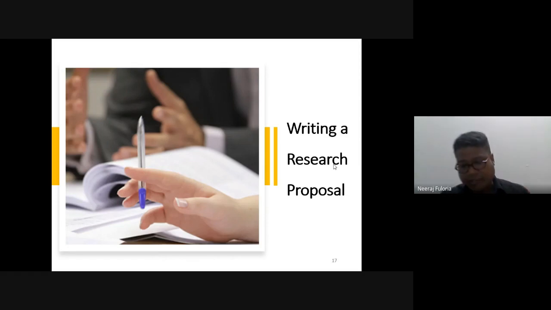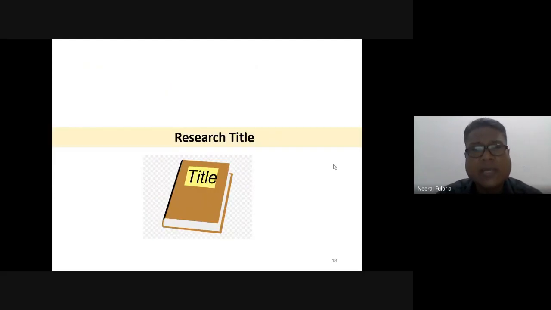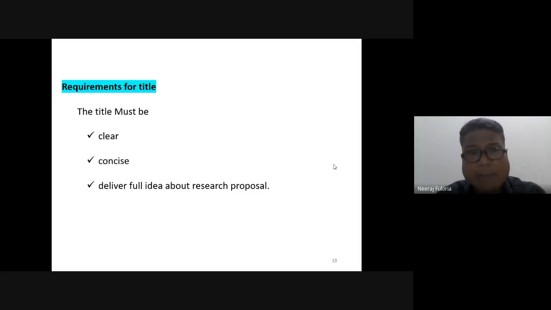Firstly, we need to know the criteria when we apply for a grant, and these are the criteria we discussed. Now, how to write a research proposal? I'll discuss a few important aspects. In any grant, nationally or internationally, the first and foremost important thing is your research title. The research title is basically the mirror of your research project. You need to frame a title that gives a clear description of what you are going to do in your study. It should be clear, concise, not confusing, and deliver the full idea about your research proposal.